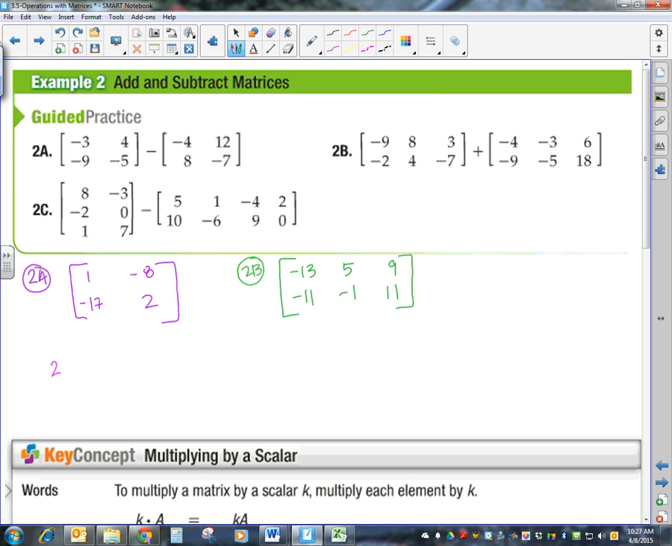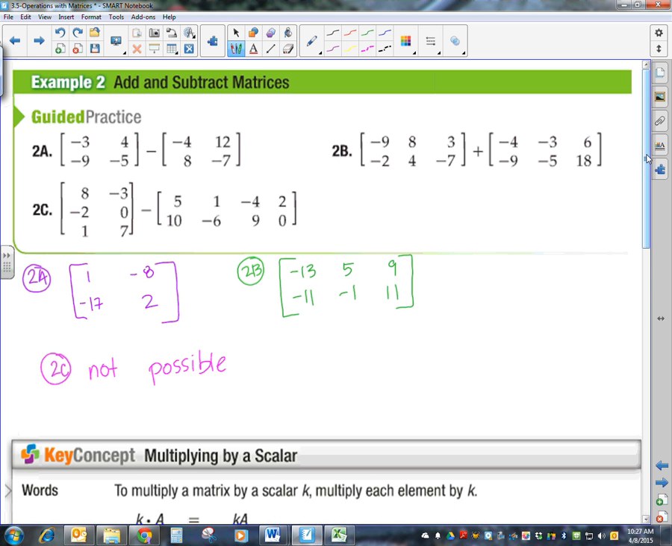And the last one, 2C, this is 3 rows, 2 columns, and this is 2 rows, 4 columns. They're not the same dimension, so if you are asked to add them or subtract them in this case, you would write that it's not possible.